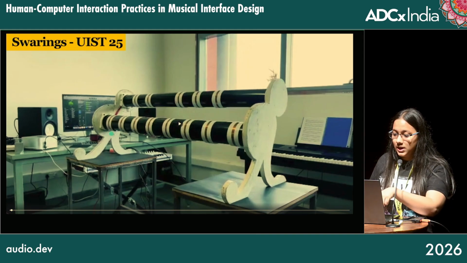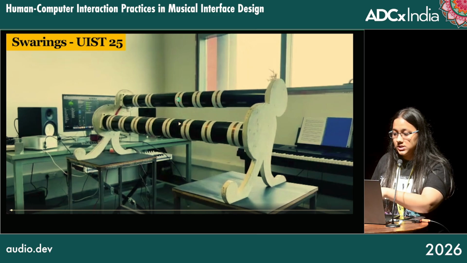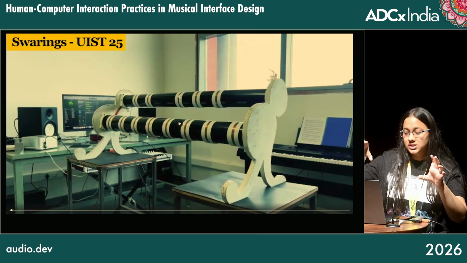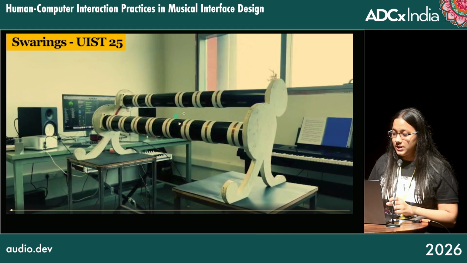These rings are 12 notes, basically 13 with one octave note, and this is a copper tape that controls the note when you touch it. So I'll play a short clip of it.